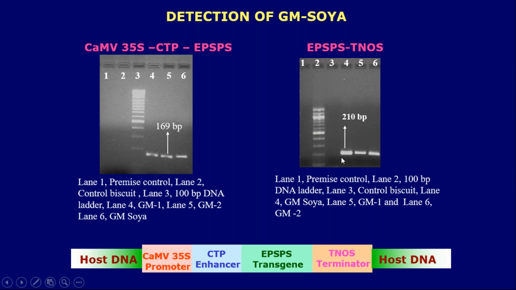And to find out the size of the DNA that you have amplified, you put what is known as the DNA ladder. And based on the ladder, you can tell the size. So this is 500 base pairs. So this is approximately 210 base pairs for the amplification.